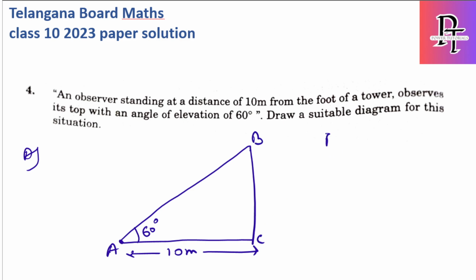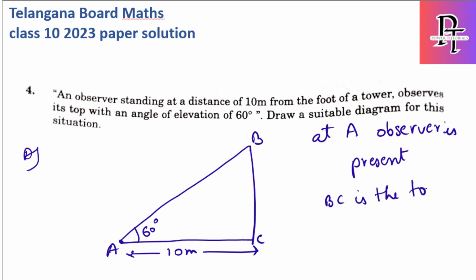Then write at A the observer is present, and BC is the tower, AC is equal to 10 meters. Make sure to write these points as well, okay, because it's of 2 marks, just the diagram they're asking.